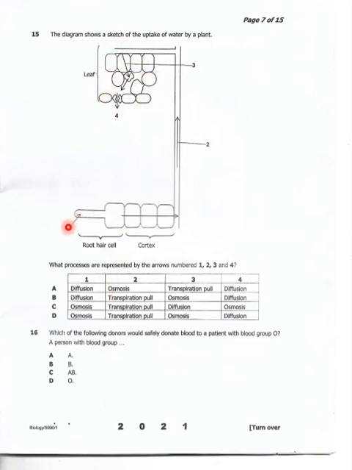So here at 1 we have osmosis, because the water is being taken up by the roots by osmosis. At 2 we have transpiration pull. At 3 we are going to have diffusion or osmosis at 3 and diffusion at 4. So that's the answer. 15 we have C.